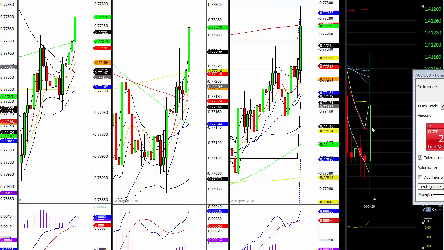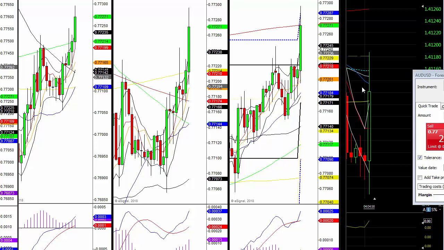Now, what happens if cable comes flying back down and then Aussie turns all the way back around? Then yes, the potential is there that I will give back the gains. The loss on the Aussie dollar would be a dent into the gains on the pound. So at the moment we shall see.